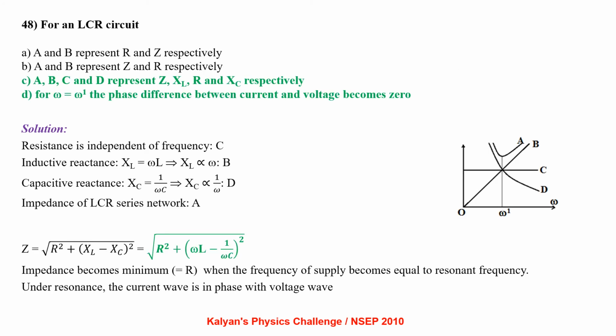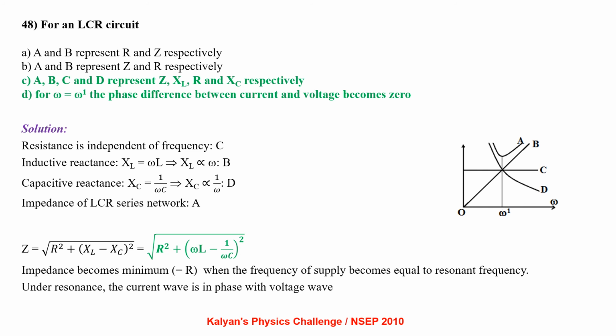For an LCR circuit, A and B represent R and Z respectively. A and B represent Z and R respectively. A, B, C and D represent Z, XL, R and XC respectively. For omega equal to omega dash, the phase difference between the current and voltage becomes 0.